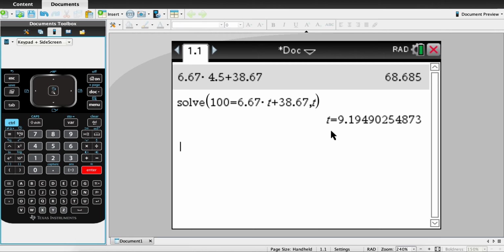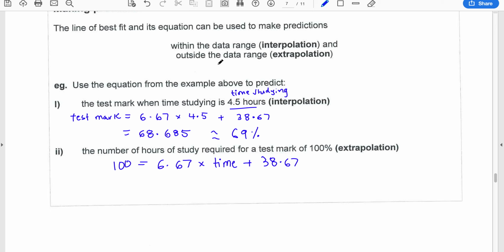So as you can see, we've got just over 9 hours study to achieve that result, according to the data. So I'll put 9.91, time equals 9.91, because it keeps going, hours. So approximately, I'll just put a little curly equal sign, approximately 9 hours study will generate that mark of 100%.